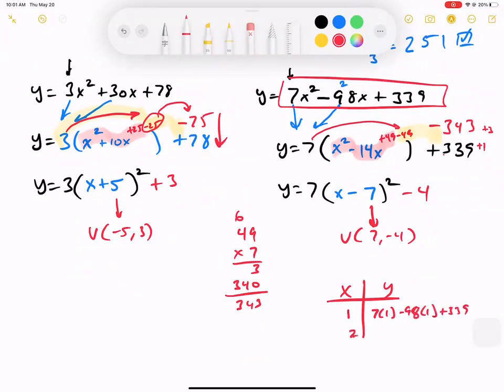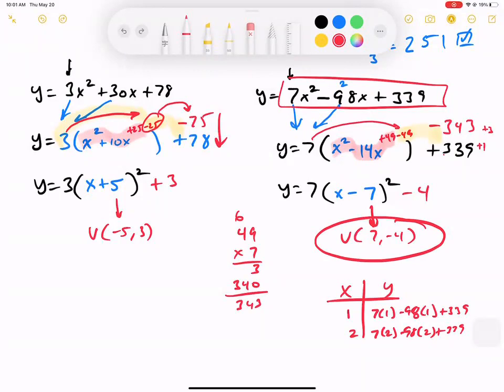What if I stuck in 2? 7 times 2 squared minus 98 times 2 plus 339. I need a calculator for this. And not only that, the problem is the vertex isn't until x equals 7. We're not going to even see the center of the graph until 7. I'm way off, I barely started at 1. I would never have found where that vertex was.